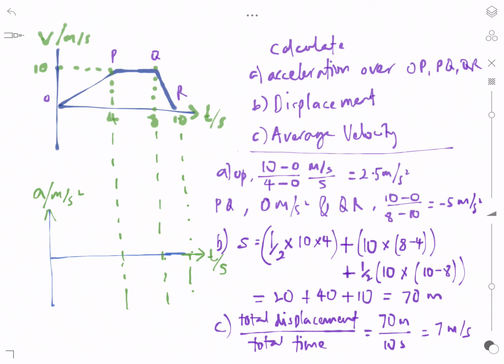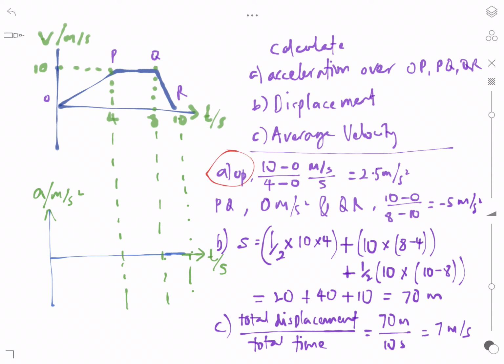Let us look at one example. Now we have one graph, velocity versus time. Look at this graph. You need to calculate the acceleration over OP, PQ and QR. And then you need to find the displacement of the object and the average velocity. So let us look at the first one.